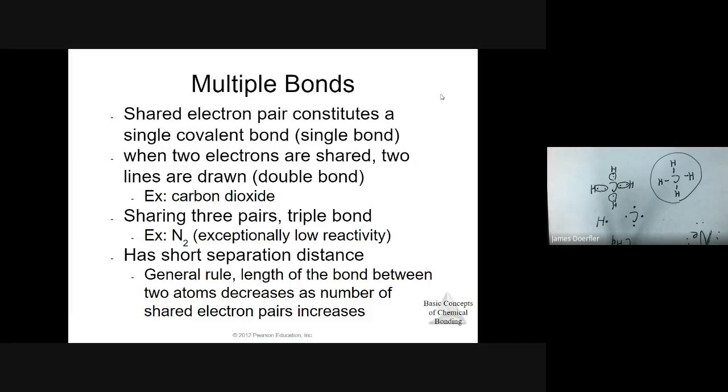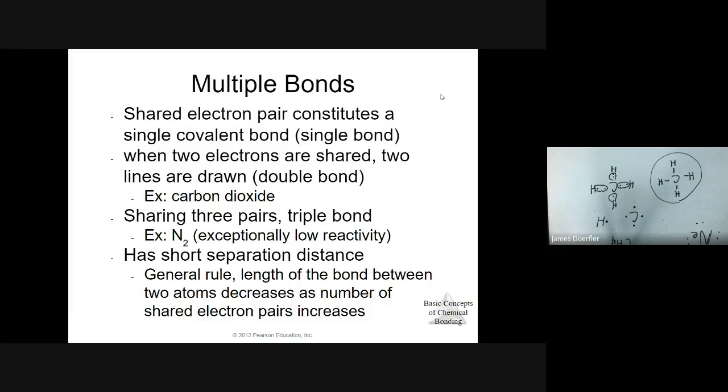So let's just do an example here. We've got N2. Okay, that means we've got 2 nitrogens. And again, nitrogen has how many valence electrons? 5. So 1, 2, 3, 4, 5. 1, 2, 3, 4, 5. These 2 have bonded somehow.